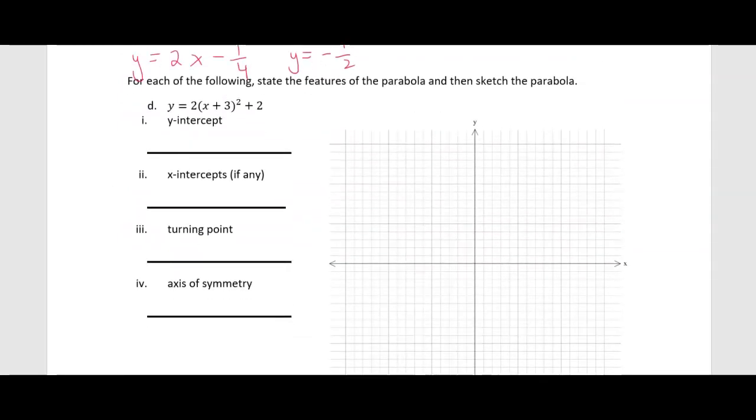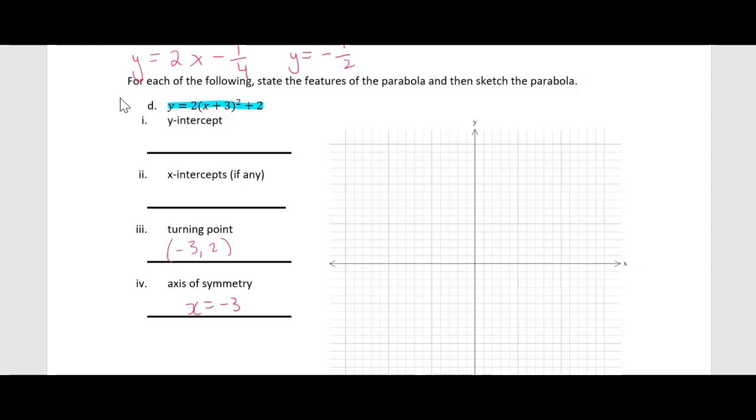So again, we've got turning point form, which is nice. So we can see straight away what our turning point is. That's at -3, 2. So the 2 out the front of the bracket doesn't make any difference to your turning point. Your axis of symmetry is at x equals -3. Now your y-intercepts will work out in a second.